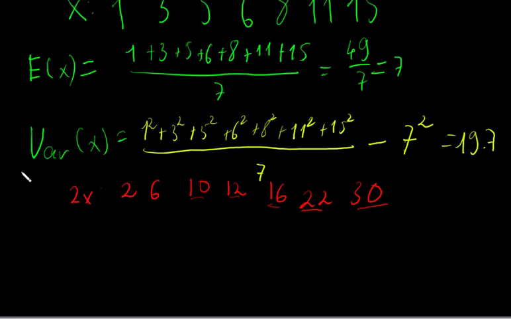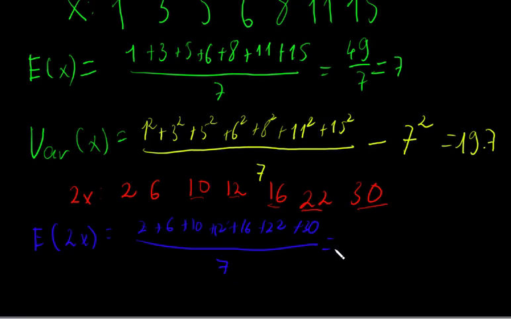So what is the expectation of 2x? That would be 2 plus 6 plus 10 plus 12 plus 16 plus 22 plus 30, divided by 7. And that gets you 98 over 7, which is 14. So the expectation of 2x is actually 2 times the expectation of x. That's a property of linear combinations of random variables.